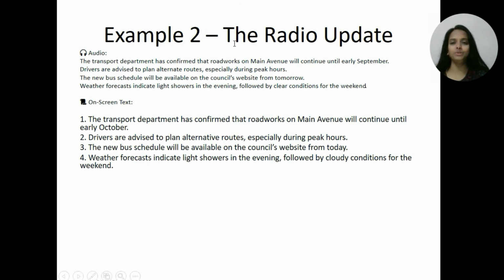Again, I'm going to be the speaker. So let me read this audio transcript. The Transport Department has confirmed that road works on Main Avenue will continue until early September. Drivers are advised to plan alternate routes, especially during peak hours. The new bus schedule will be available on the council's website from tomorrow. Weather forecasts indicate light showers in the evening, followed by clear conditions for the weekend.